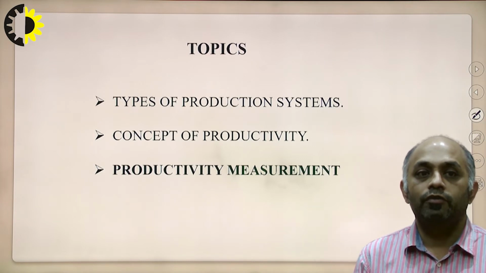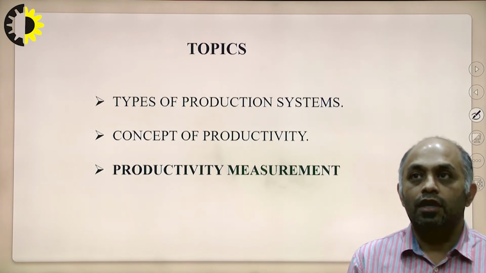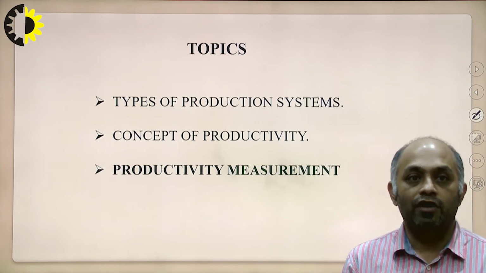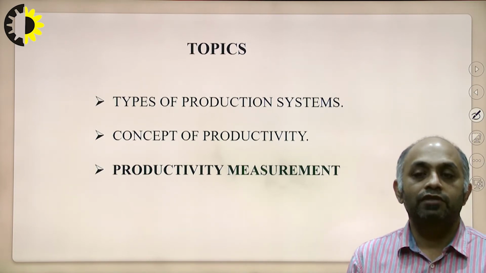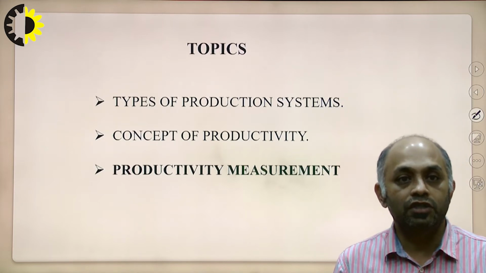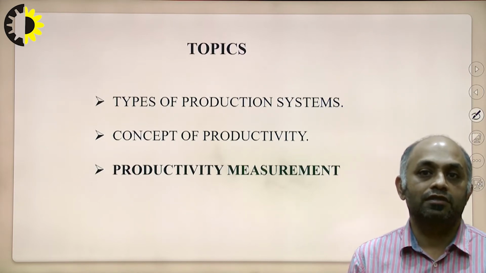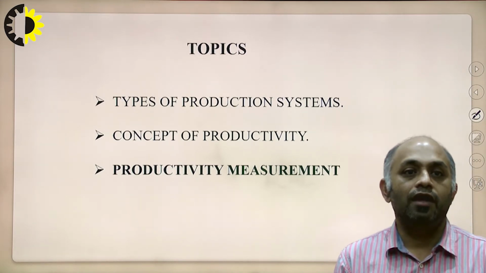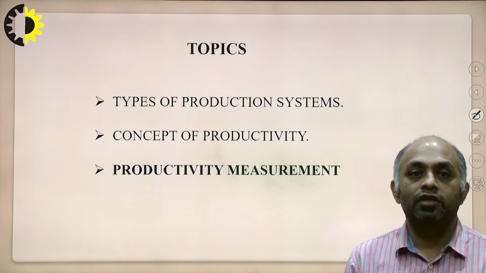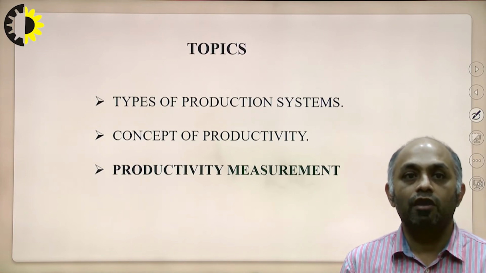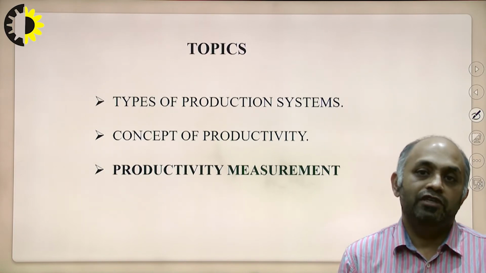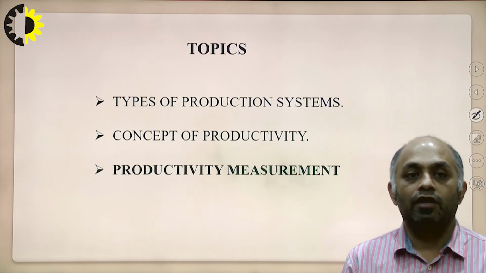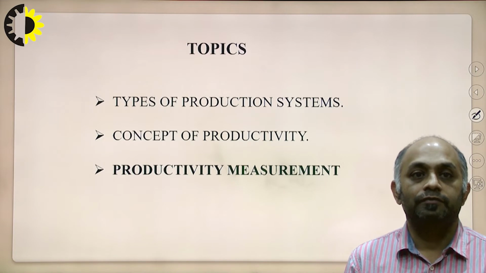So when we talk about productivity measurement, we talk about how we actually measure this productivity, because we have already talked about production and productivity, and when I talk about production, then we basically talk about the system. The system which basically produces is a production system. And the concept of productivity talks about the economic aspect, that how much profitably we are actually producing the products, right? So today we'll be talking about productivity measurement.